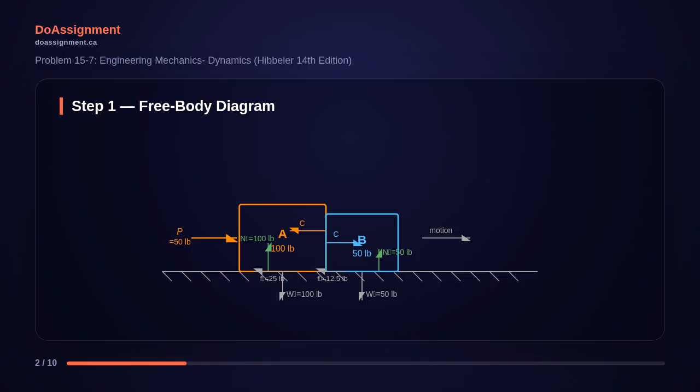Here is the free body diagram. Crate A, weighing 100 pounds, is pushed by P equals 50 pounds to the right. Through contact, crate A pushes crate B with force C to the right, while B pushes back on A with force C to the left. Both crates have weight and normal force balancing vertically. Kinetic friction acts backward under each crate, 25 pounds under A and 12.5 pounds under B.